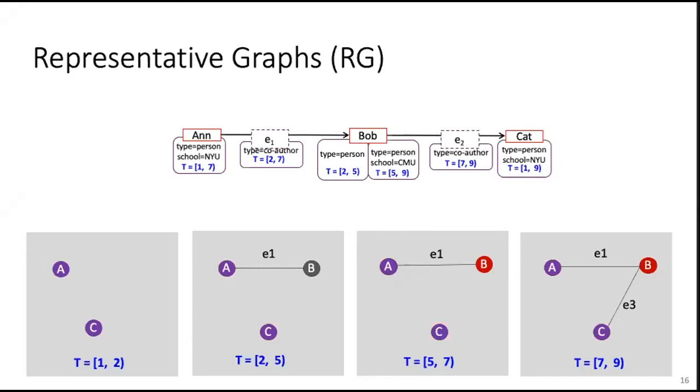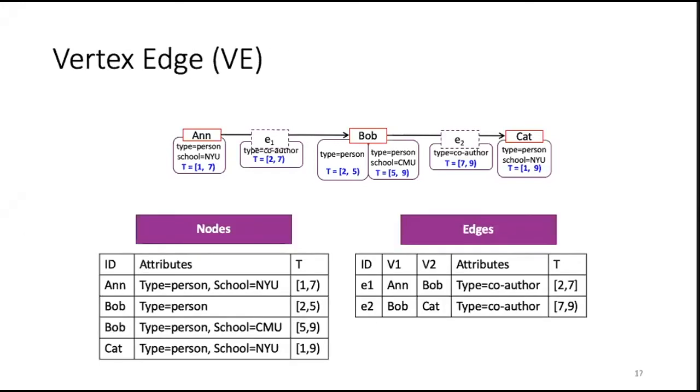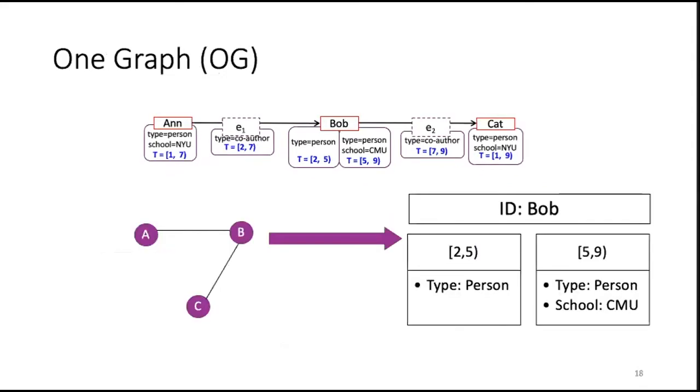RG is the simplest representation to understand, but it's not the most efficient. As you can see, there's too much redundancy in RG, and each node and edge would be stored multiple times. Due to this, RG is not space efficient and cannot support large graphs. Another representation implemented by Portal is vertex edge, or VE. VE implements a T-graph as 2 nested temporal relations, each storing IDs, intervals and attributes for nodes and edges. VE is compact and fast.